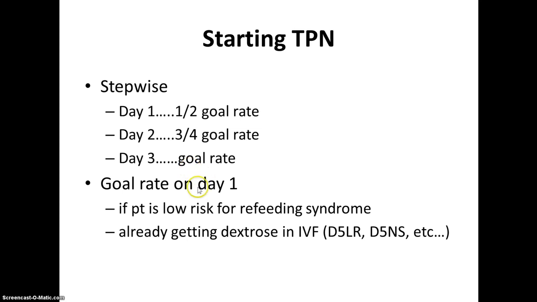But every once in a while, we do start people at the goal rate. This would only be for somebody who's at very low risk for refeeding syndrome. Refeeding syndrome comes into play when somebody hasn't eaten in a long time, or if they're already malnourished or have some other disease going on. If the patient's already been getting dextrose in their IV fluid, like through D5LR or D5NS, or if they've been eating up until fairly recently, then they're at low risk for refeeding syndrome. And of course, we would make sure all their laboratory values and other parameters were normal before starting at goal rate. So that's really the exception to the rule. There's no reason to do that other than convenience sometimes.